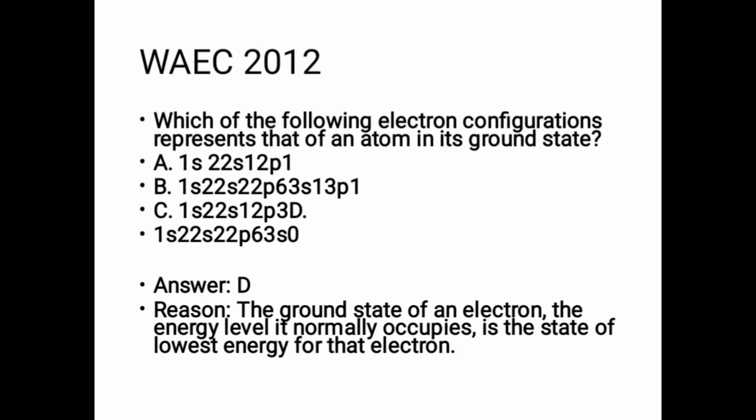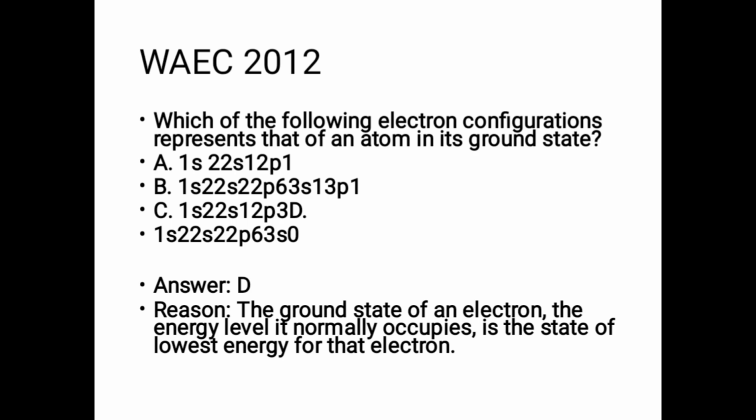Okay, so quickly let's look at another one. This is an objective question, WAEC 2012. The question says, which of the following configurations represents that of an electron in its ground state? The answer is quite simple, and is option D, which is 1s2, 2s2, 2p6, 3s0. That's option D there. Now, why is it in a ground state?